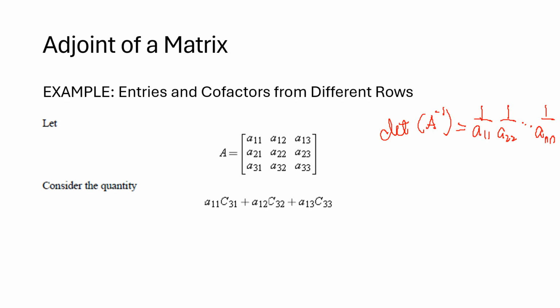Now let's have this example, entries and cofactors from different rows. Let A be a 3 by 3 square matrix. Consider the quantity a11 C31 plus a12 C32 plus a13 C33. This is formed by multiplying the entries in the first row by the cofactors of the corresponding entries in the third row and adding the resulting products. We can show that this quantity is equal to 0 by using a trick.